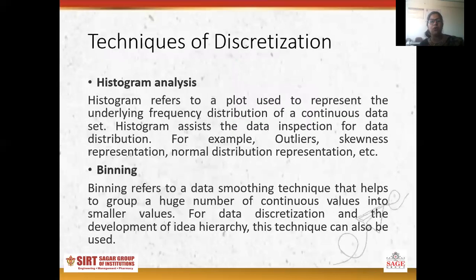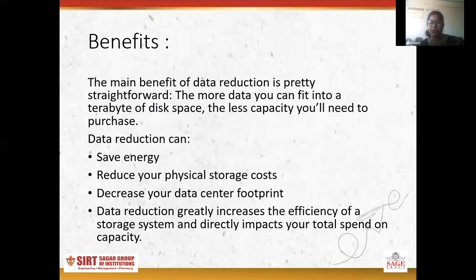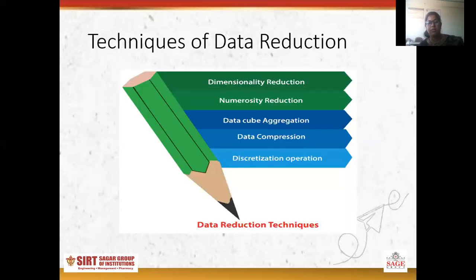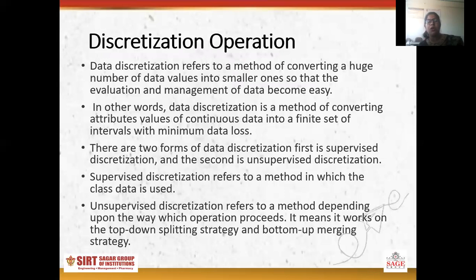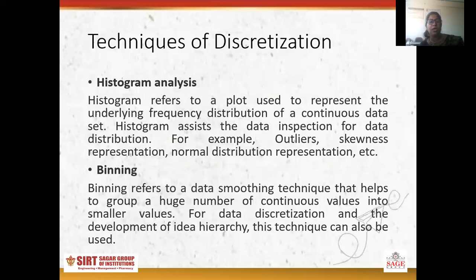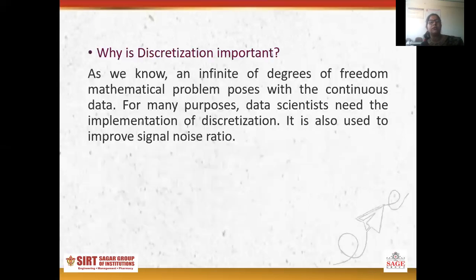So this is how we have studied data reduction. We have gone through the introductory part. We have found its benefits. We went through the first technique, the discretization operation. What is that? And we have also studied the techniques for achieving this discretization, which involve histogram analysis, binning, cluster analysis, discretization using decision tree, and the last is using correlation analysis. And last we have discussed why this discretization is important for us.